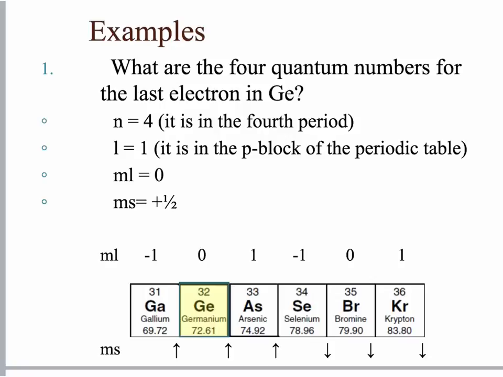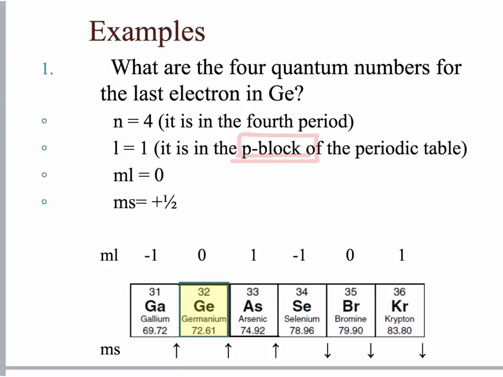So let's do a little bit of practice. You need to get out your periodic table and find germanium. Germanium is number 32 on the periodic table. All right? Germanium is located in the P block of the periodic table. That's probably the first thing that you should notice. All right, I'm over in the P block of the periodic table. That's where I like to start.